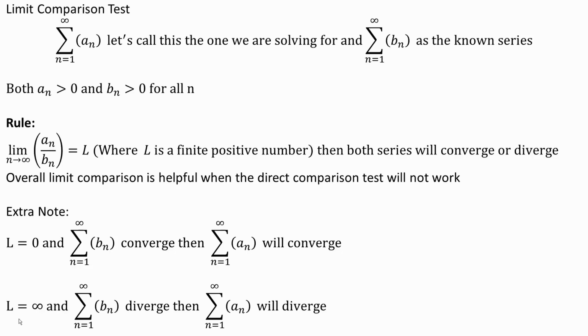Likewise, if L is equal to infinity and b sub n diverges, then a sub n would also have to diverge. You can similarly think, a sub n divided by b sub n: if b sub n grows slower than a sub n, this will cause the limit to be infinity. So if b sub n diverges, then a sub n would have to also. Another way to think about it: if a sub n divided by b sub n is equal to infinity, this means that a sub n is so much bigger than b sub n. And if b sub n diverges, then a sub n would have to also.